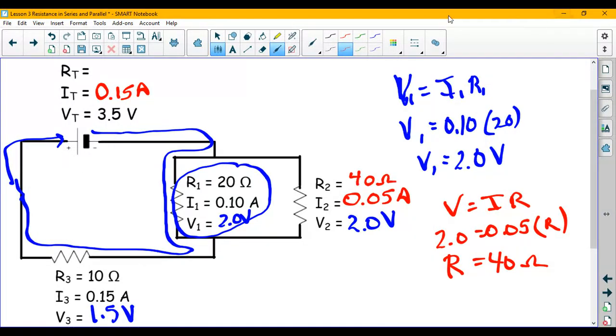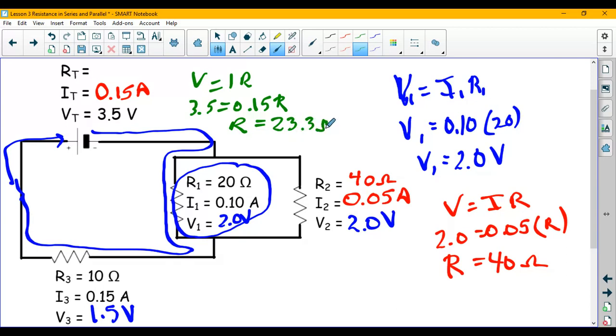And then finally, I can look up here and do this last one. And this last one, I can also use Ohm's law, V equals IR. And up here, I know that my 3.5 is equal to my 0.15 times my R, which means I just have to divide. And I will find, if I take 3.5 and divide by 0.15, I get 23.3. Now, I often keep a little more accuracy than I probably should when it comes to sig figs on these, and that's because once you start doing a whole bunch of steps, you can lose accuracy really easily.